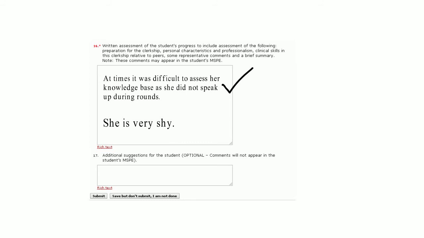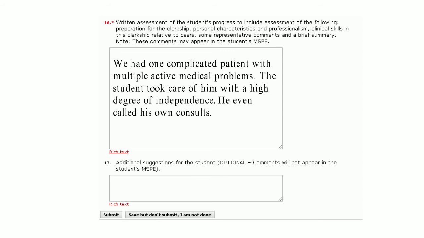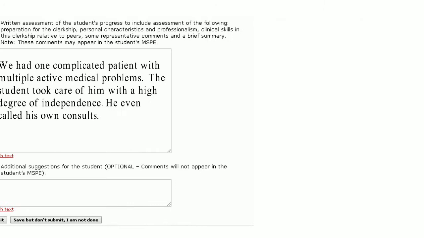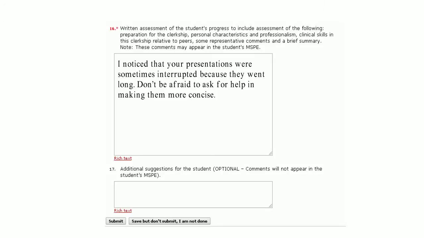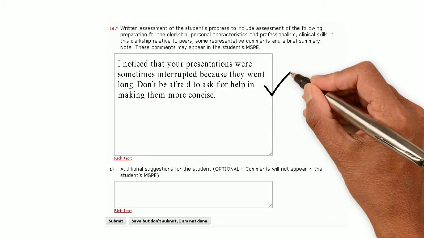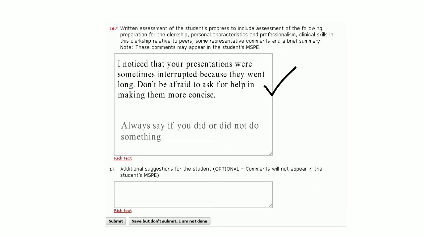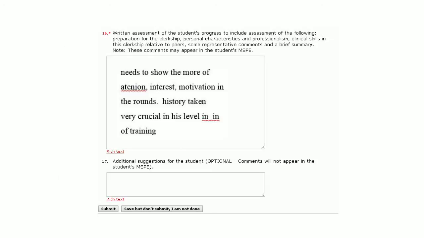Evaluations should be based on specific behaviors, not general character traits. Whenever possible, specific examples should be included. Any advice you provide should be specific to that student, not generic to all students. And in order to be credible, your comments should be well written and thoughtful.